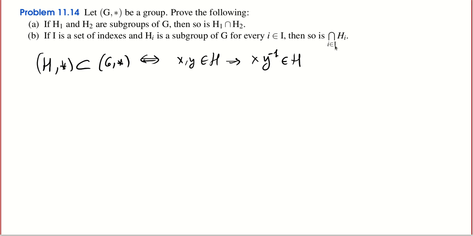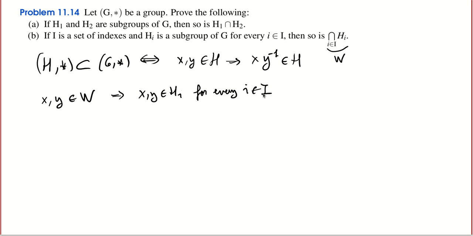Okay, so let's consider this set. I'm going to call it W. So let's say that we have two elements, x and y, in W. Now this is an intersection of other sets, right? So if they are in the intersection, that means that these two elements are in every one of the sets of the intersection. So that means that x and y belong to Hi for every i in the set of indices. So they are in every one of these sets here.